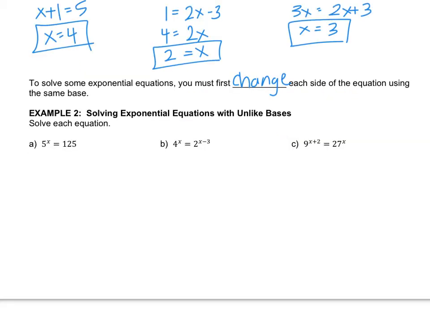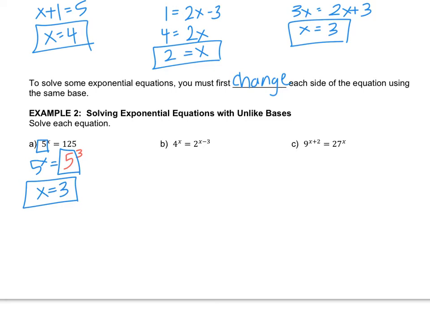So what does that mean? Well, 5 to the x equals 125. So what we have to do is think of our powers. 125 can be changed to 5 to the third. So if you can make it so that they have the same base, then you can do what we did up top where we made the bases the same. So now that 5 to the x is equal to 5 to the third, that means that obviously x is equal to 3.